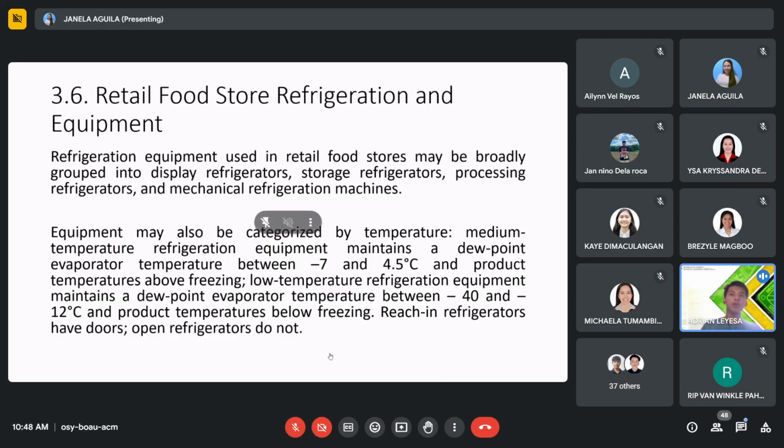So, sinasabi lang dito na we can also categorize a refrigerator based dun sa temperature na kaya niyang i-produce. Ang una ay yung medium temperature refrigeration equipment. So, ito ay ginagamit dun sa mga display refrigerators to display food nga na hindi na kinakailangan na ma-frozen, such as yung mga meats, dairy products, and etc. Yung low temperature refrigeration equipment naman ay kabaligtaran nung sa medium, or mas mababa yung kanyang temperature na naibibigay. Ito yung mga ginagamit dun sa mga frozen foods natin.